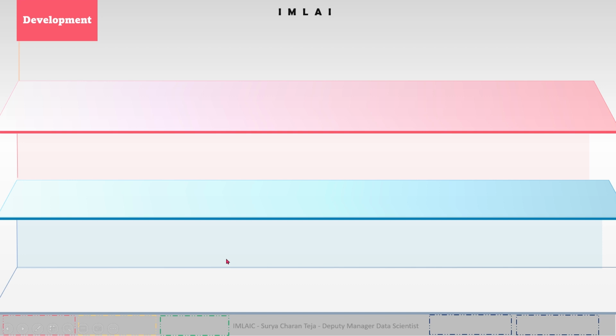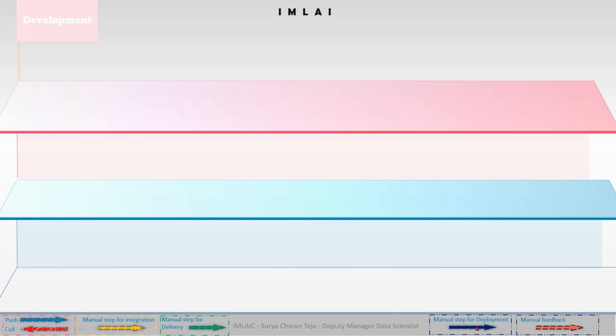And just look at the most bottom part of your screen. Here we have a conventional representation of various symbols: blue is for the push, red is for the pull, a manual step for integration is yellow, a manual step for delivery is green, a manual step for deployment is dark blue, and manual feedback is dark red.